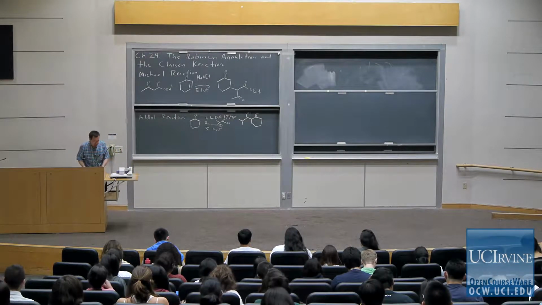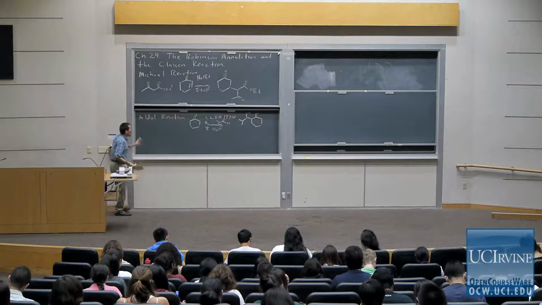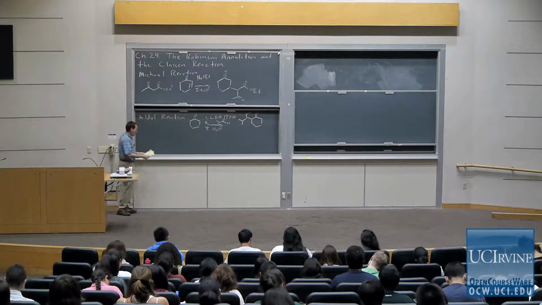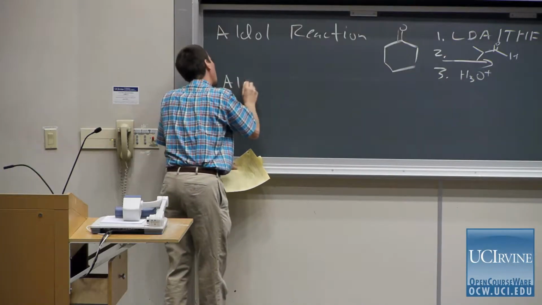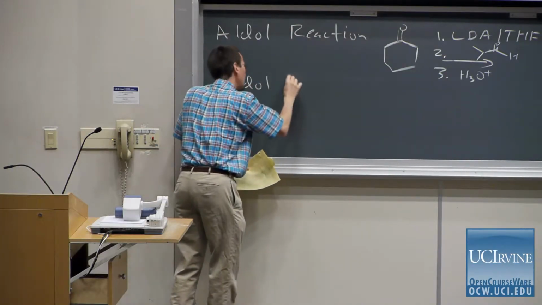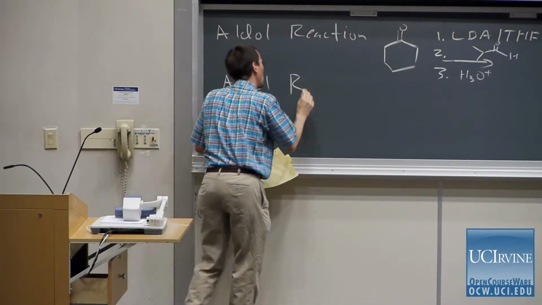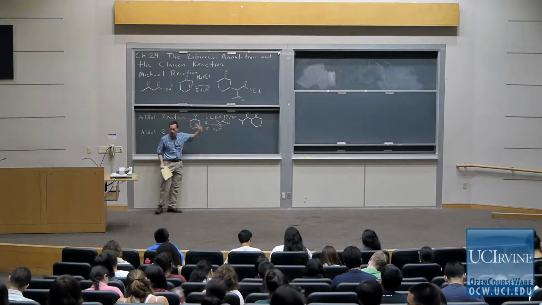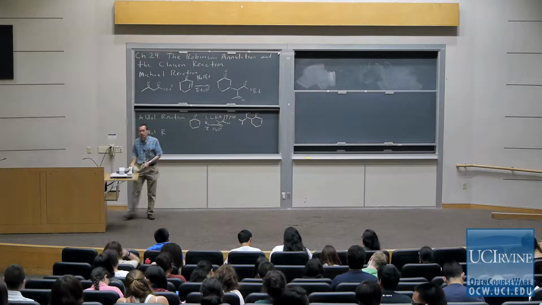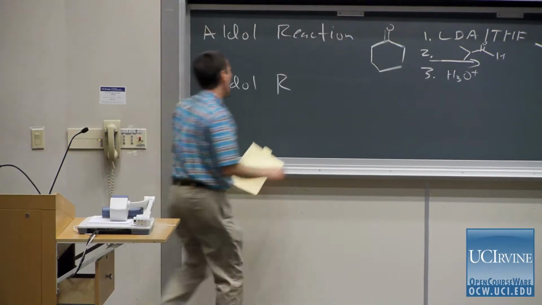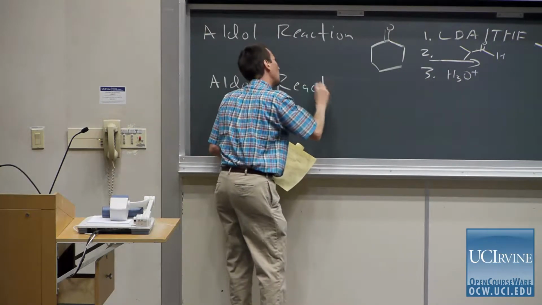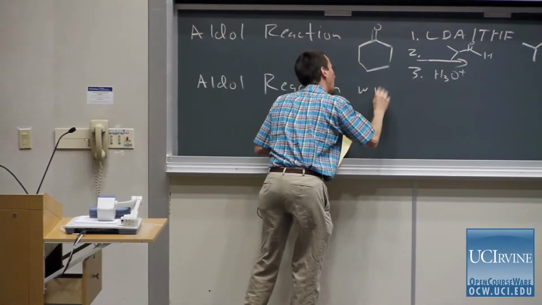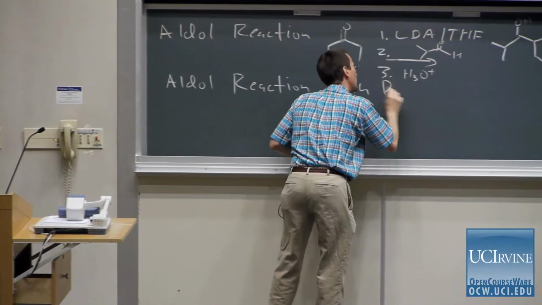beta-hydroxycarbonyl compound. And the last class of reactions we learned really was a variation on the aldol reaction. So aldol reactions can occur under many, many conditions. They can occur with strong base like lithium diisopropylamide. They can occur with a weaker base, a moderately strong base like sodium hydroxide. And so the other example, these are all sort of archetypes, was the aldol reaction with dehydration.